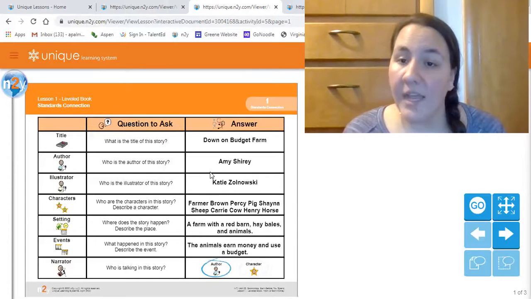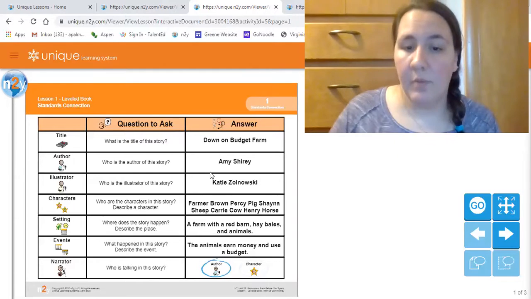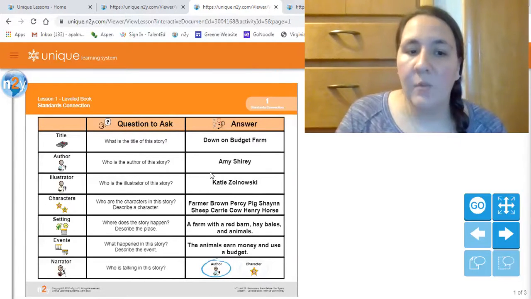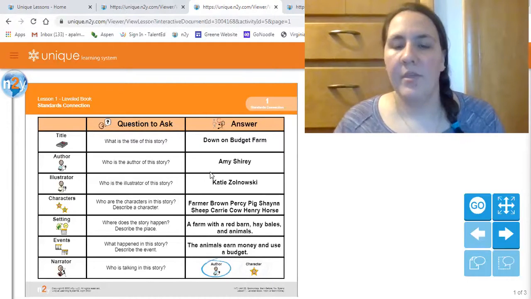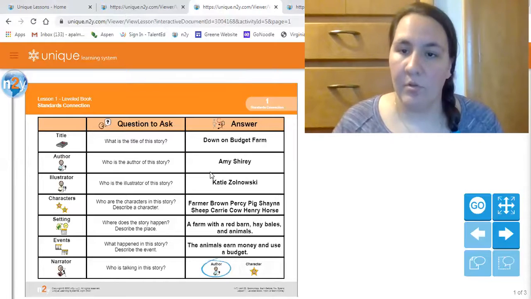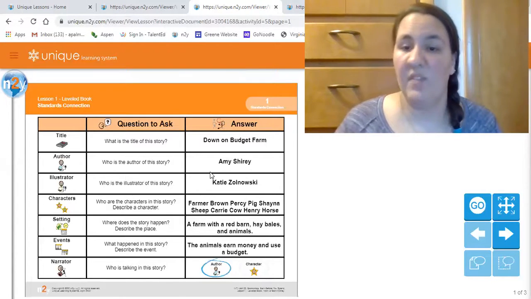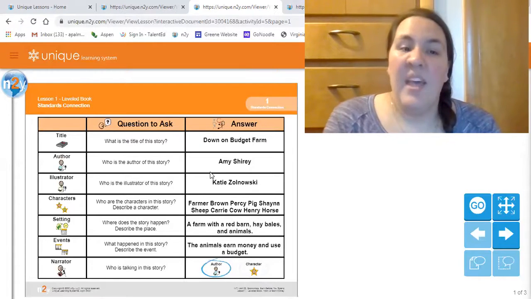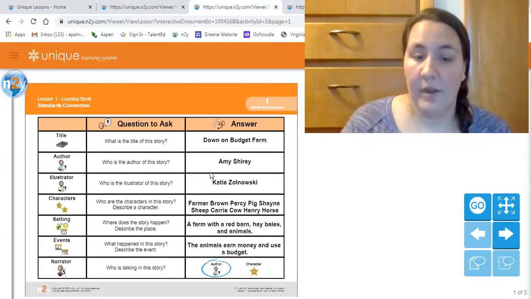We talked about the setting, which is where the story happens. So they were on a farm with a red barn that had hay bales and all kinds of different farm animals. And then we talked about the main idea. What was the main event in the whole story? In this story, we said, it was all about the animals earning money and then using their budget to decide what to do with that money, so if they had enough money to get their needs and wants. And the last thing we talked about was the narrator. So who was telling the story?